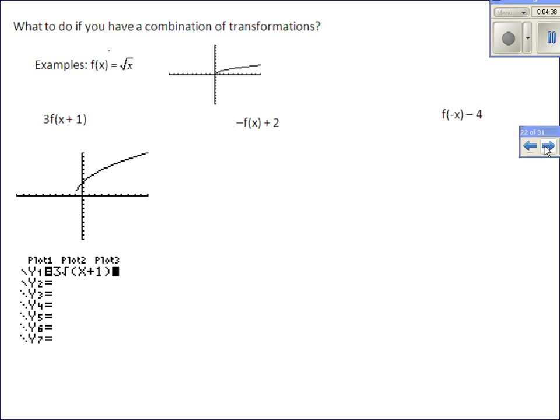Okay, now what if we have a combination of some transformations? So here's our basic square root of x. So the first function I'm going to look at is 3 times the function, and then x + 1. So inside the function, I'm adding 1 to x, and then I'm taking the whole function times 3. So that gives me 3 times the square root of x + 1. So I can see the function's got a little taller, and it's also kind of floating over here.